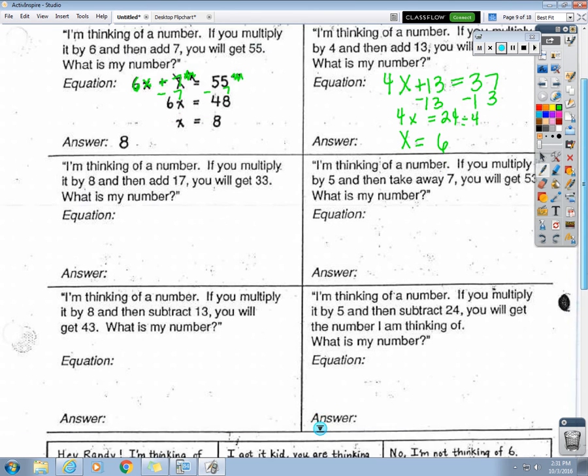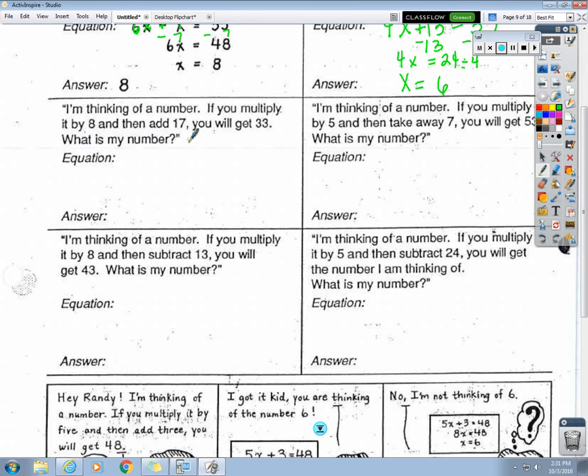Well, I mean, you need to know how to write it, though. Okay, I'm thinking of a number. So here's my number. I don't know what it is yet. I'll multiply it by 8. Sit down, Jamie. And then I add 17. That's the name I chose today. Oh, no. Equals 33. I like Jamie.